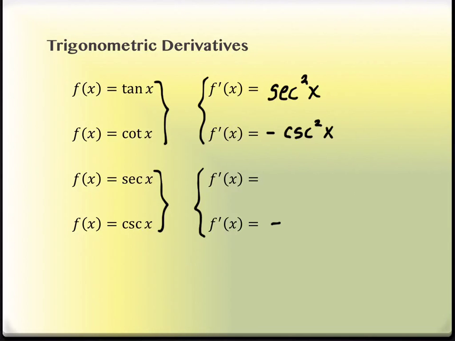Does anybody remember the derivative for either of those? Do you remember, Josh? Secant x times tangent x. Good memory. This is secant x, tangent x. So the derivative of secant is secant tangent. So can you guess what you think the cosecant might be?